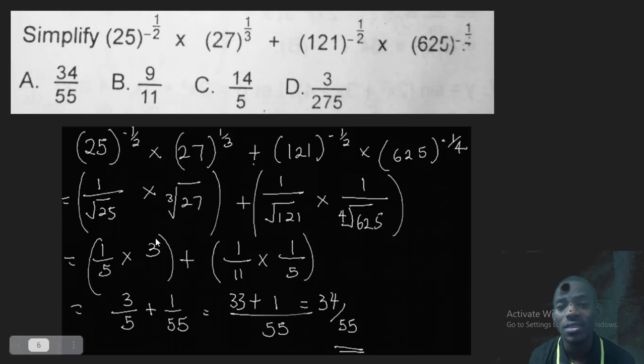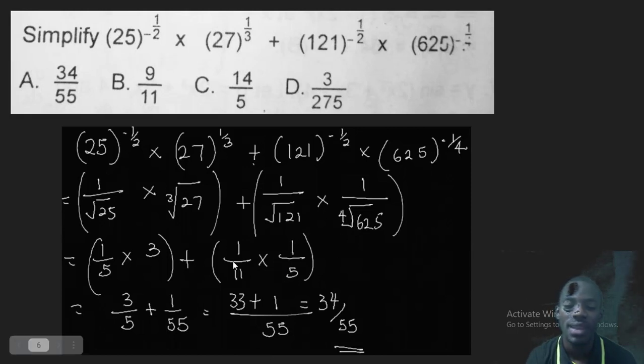Why 3? Because 3 is the number that will times itself 3 times that will give me 27. That's 3 times 3 is 9. 9 times 3 is 27. And that's what I have here. Plus 1 over the square root of 121 is 11, times 1 over the 4th root of 625, which is actually 5. 5 times 5 times 5 times 5, and that is 625. And that's what I have here.